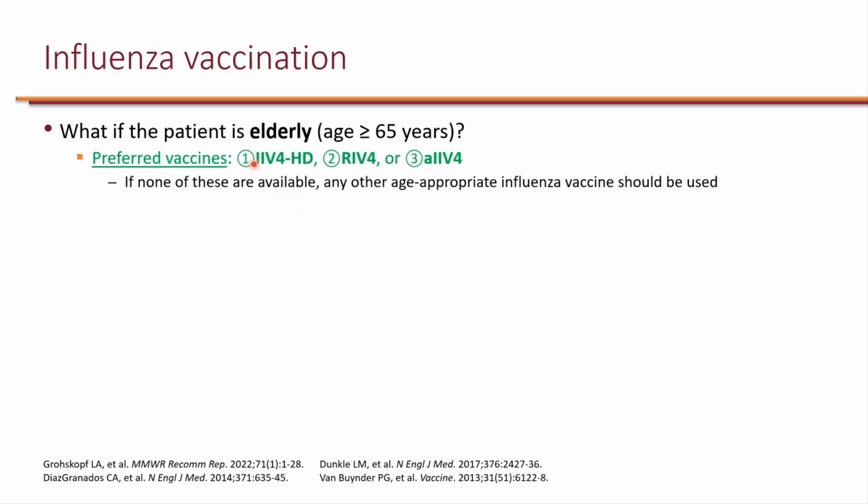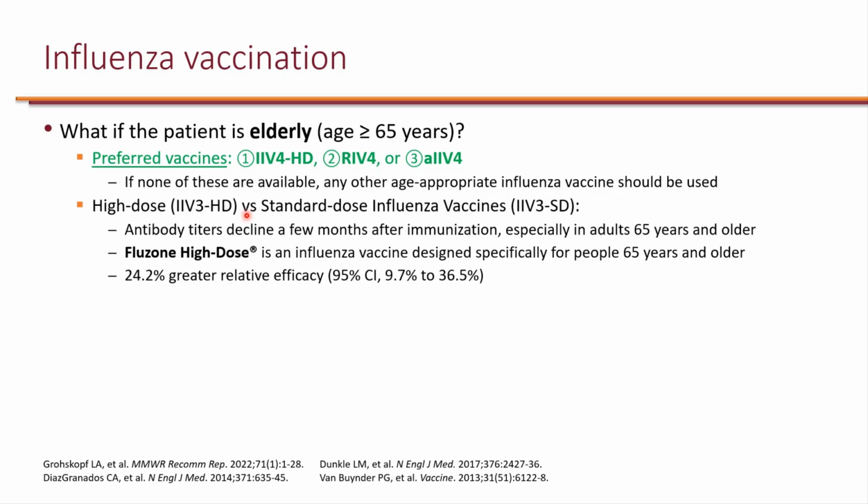And of course, they do say that if none of these are available in the pharmacy, then any other age-appropriate influenza vaccine should be used. So any vaccine is better than no vaccine. So you don't want, in other words, if somebody's at the pharmacy and these 3 are not available, you do not want to order it and have the patient come back, because there is a good chance that they may not come back. So any opportunity to vaccinate individuals is very important, because any vaccination is better than no vaccination.